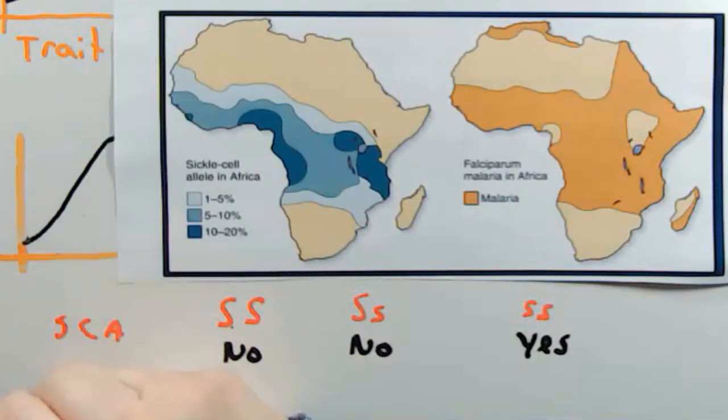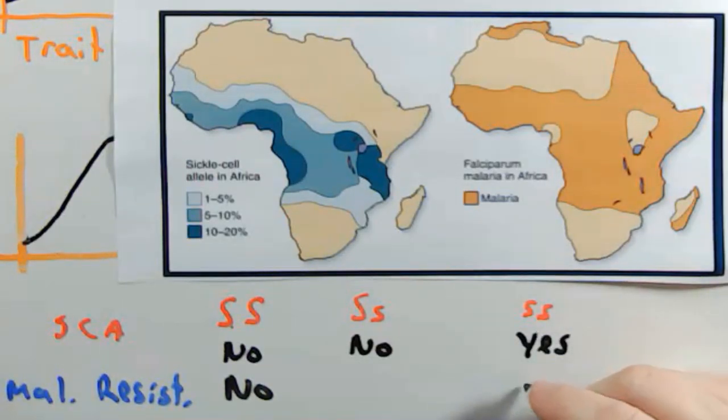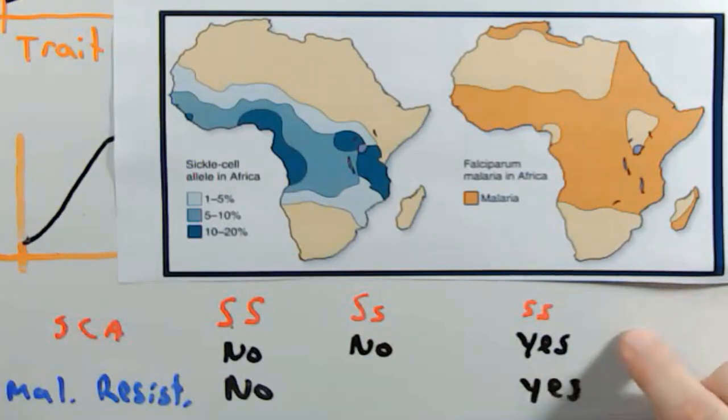So here let's put malaria, I'm just going to put MAL, resistance. People who are big S, big S are not resistant to malaria. If a mosquito that can transmit malaria bites them, they will get malaria. Those who are little s, little s are resistant to malaria. However, this is not a good trade-off. You have sickle cell disease, but you won't get malaria. So that's not necessarily what you want.